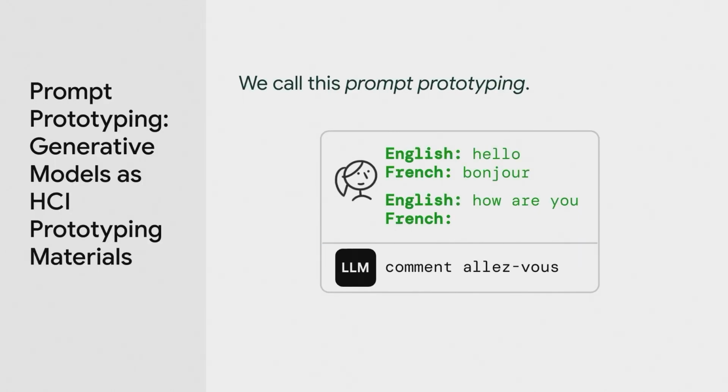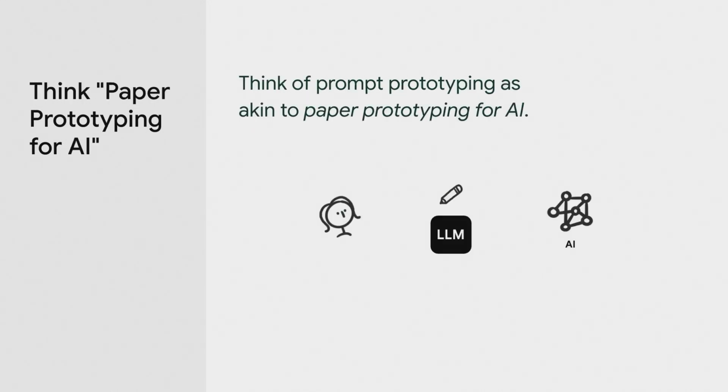So we call this prompt prototyping, and really we want to evoke this notion of paper prototyping, right? So you can think of prompt prototyping as akin to paper prototyping for AI. Right? You can sketch something out with your prompt, get it in the hands of users, and you can have those users actually play around with the prompt itself.